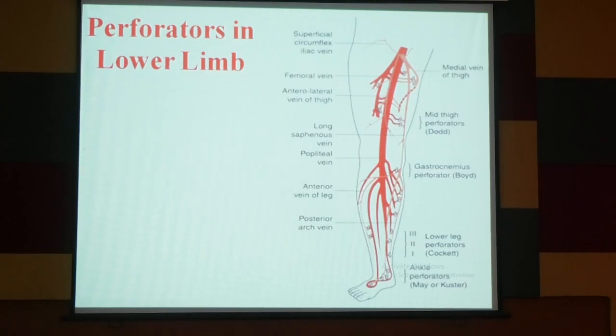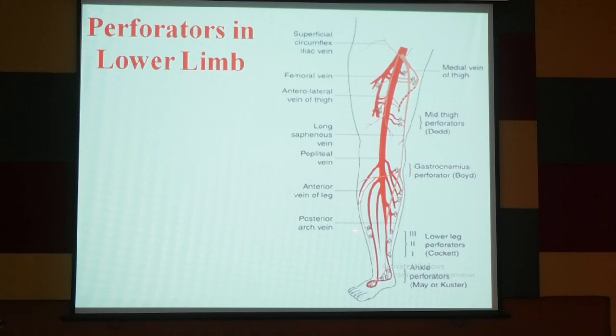Now, perforators in the lower limb. This is the superficial circumflex iliac vein, the medial vein of the thigh, the femoral vein, the anterolateral vein of the thigh, the long saphenous vein, and the popliteal vein, the anterior vein of the leg, the posterior arch vein, and the gastrocnemius perforator.